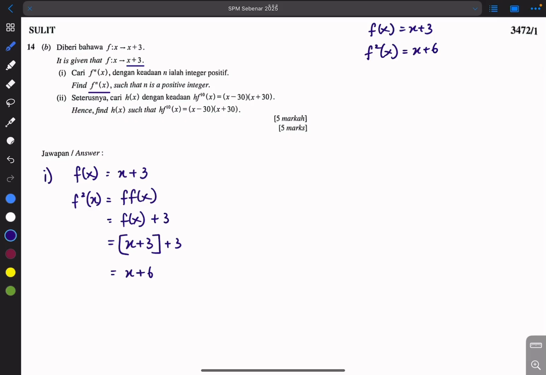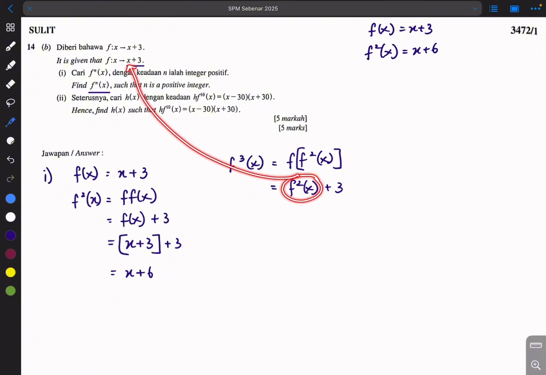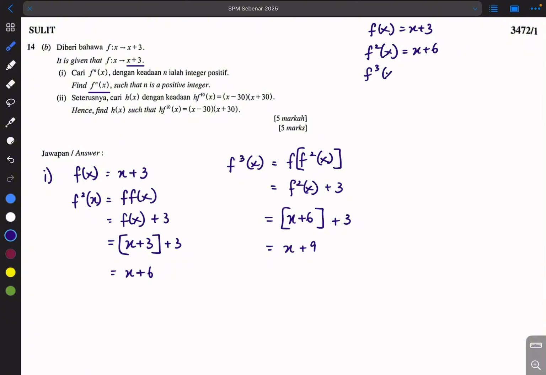Then we find f cubed of x. f cubed of x would be f of f squared of x. So we put f squared of x into the f(x). So f squared is x plus 6, plus 3. So x plus 9. So f cubed of x is x plus 9.